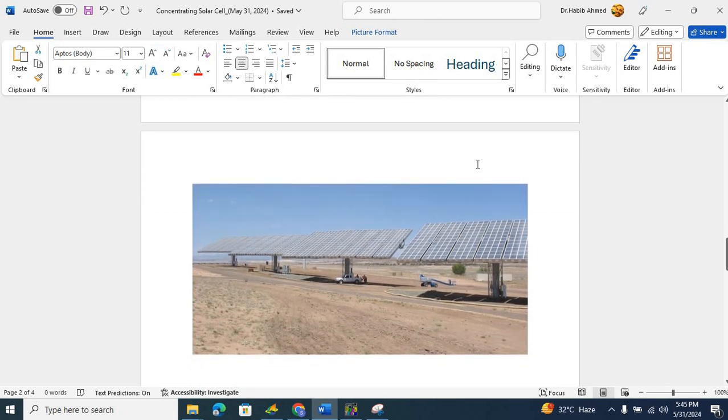Let me show you a couple of actual examples of the installation of these two kinds of configurations of concentrator solar cells. So here you see several 35 kilowatts concentrator photovoltaic systems built in California and installed in Arizona, and the system actually uses Fresnel lenses to concentrate sunlight onto high efficiency silicon solar cells. And you see the pickup trucks over here in the shade. It actually gives the idea of the size of this installation. So these are huge.